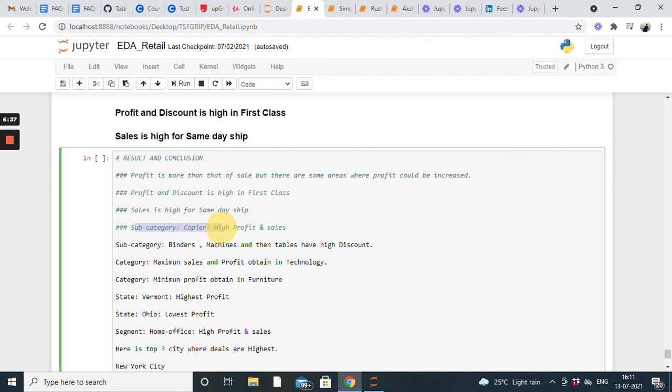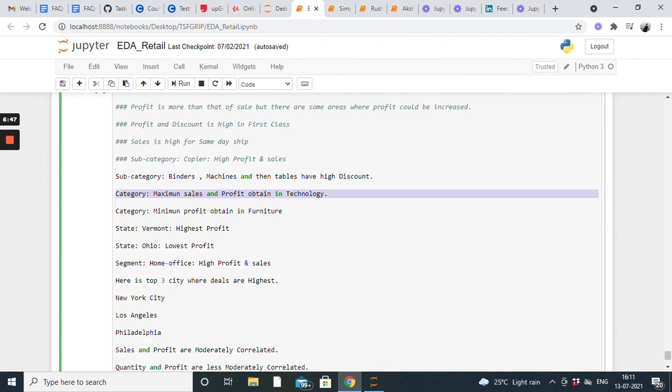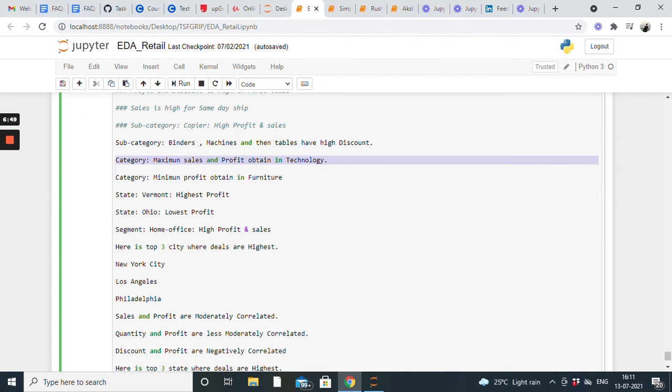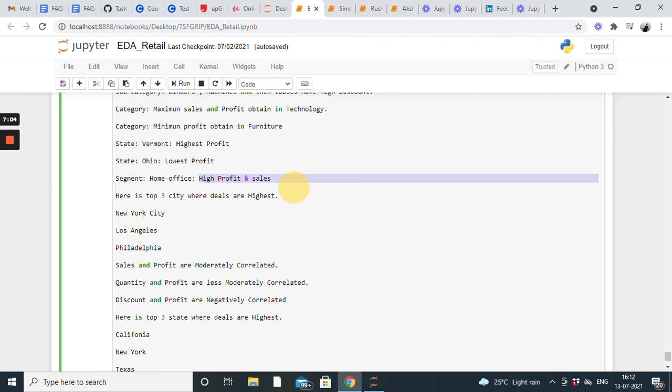Subcategory copier has high profit and sales. Subcategories binders, machines and tables have high discount. Category-wise, maximum sales and profit are obtained in the technology domain, and minimum profit in the furniture domain. State-wise, Vermont is the highest profit state. Segment-wise, home office has high profit and sales.